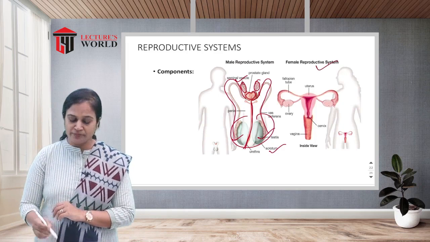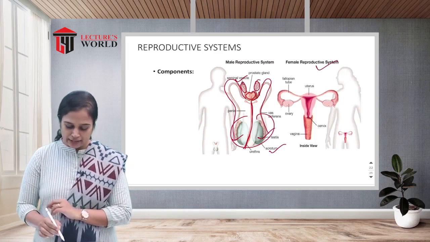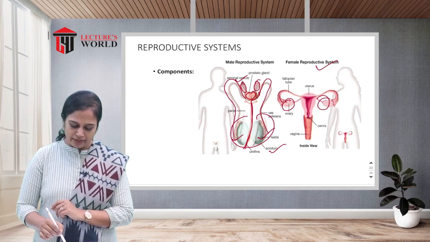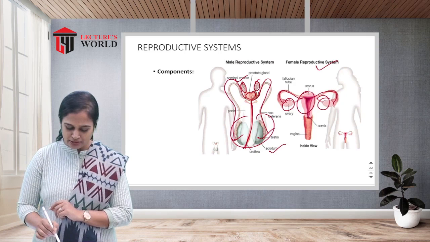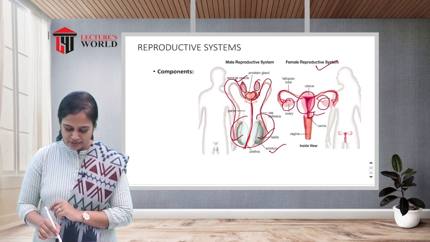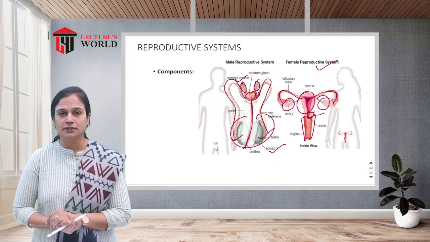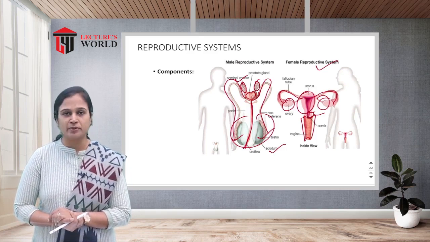And talking about the female reproductive system organs, they are the ovaries, then there is the fallopian tube, this is the uterus, this is the cervix and this is the vagina. So these are the reproductive organs of the female reproductive system.